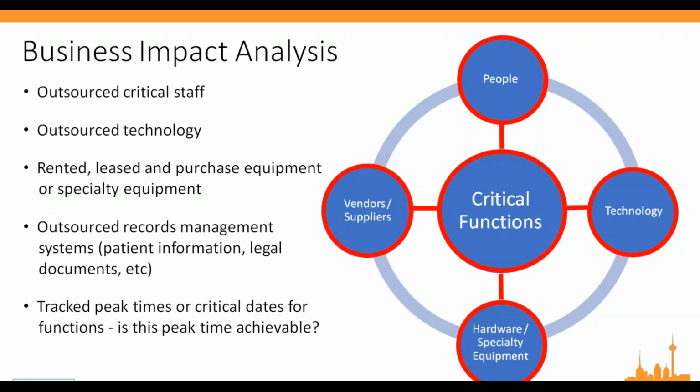So, for example, you might have specialty equipment that your organization uses. It may not be defined as a critical vendor. You might have a maintenance contract, but if something happens and that critical function is unavailable, that becomes a critical vendor to you in support of the critical business function.